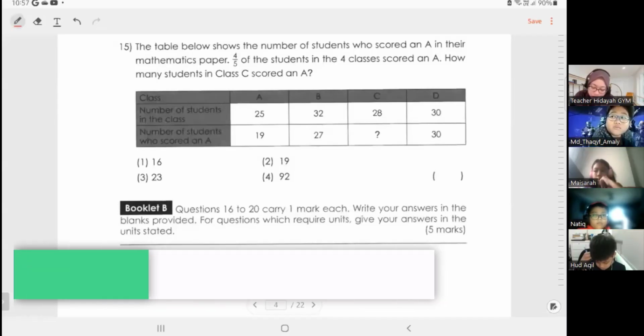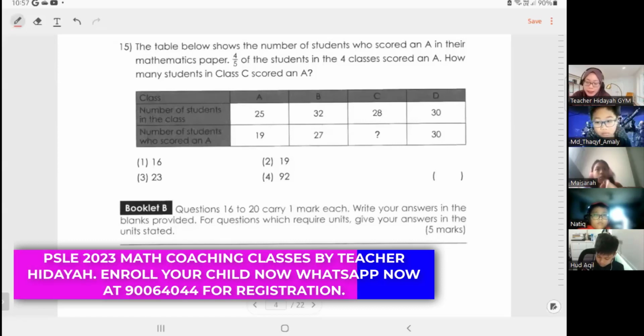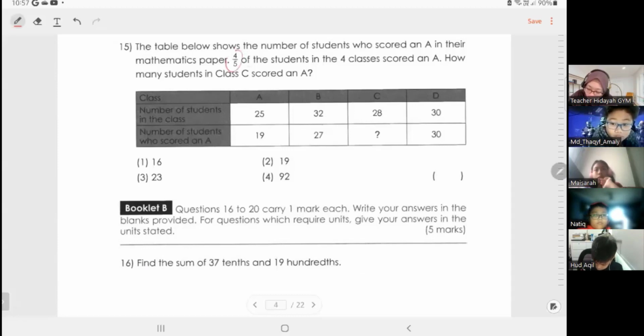Okay, this one, the table below shows the number of students who scored an A in their math paper. 4/5 of the students in the 4 classes scored an A. How many students in class C scored A? Okay, fine. We have this information.